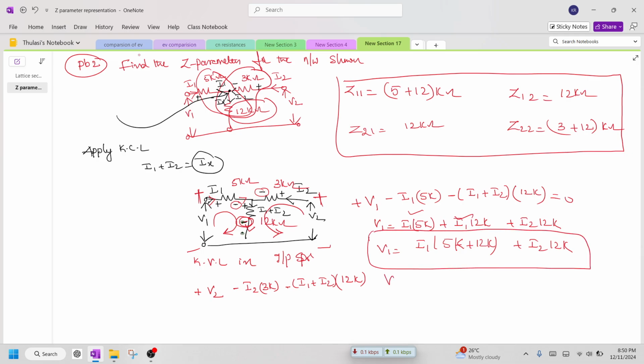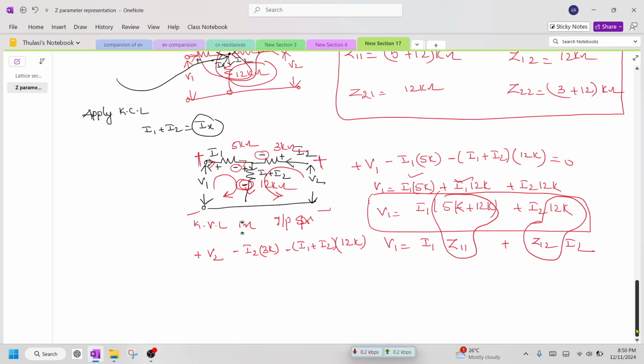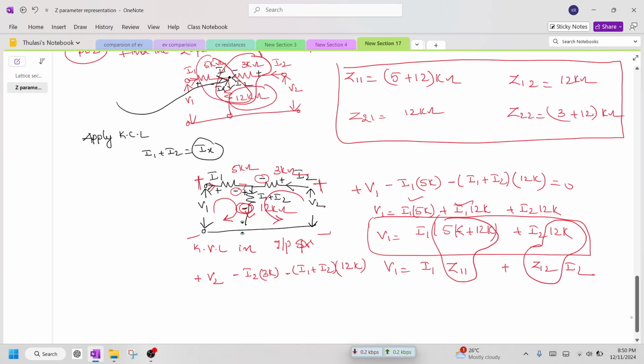Compare with the standard format. V1 is equal to I1 into Z11 plus Z12 into I2. So Z11 is 5 plus 12, Z12 is 12 kilo ohm. When you compare, you can see here Z11 is 5 plus 12 kilo ohm, Z12 is 12 kilo ohm.